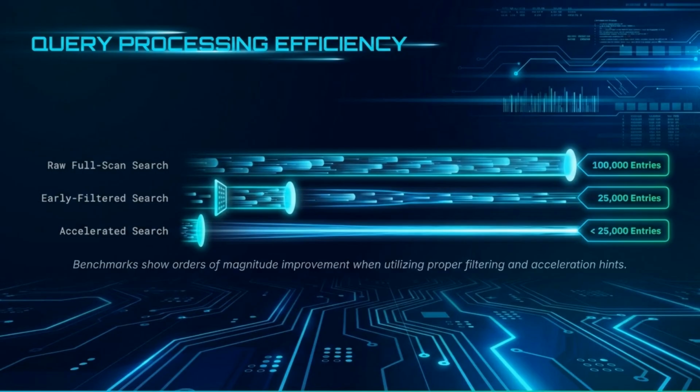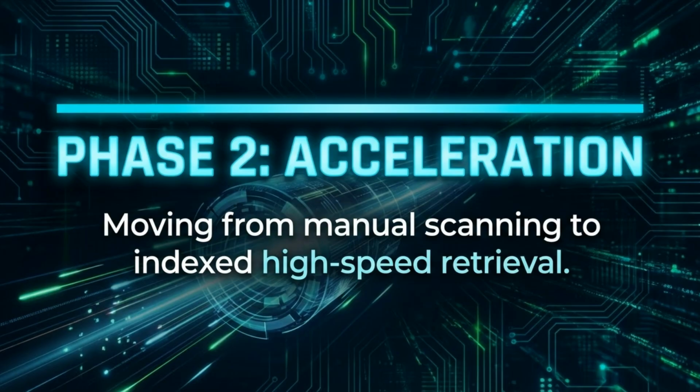Benchmarks show orders of magnitude improvement when utilizing proper filtering and acceleration hints. Moving from a raw full-scan search to an accelerated search significantly reduces the number of entries processed. Phase 2 is acceleration. This involves moving from manual scanning to indexed high-speed retrieval.